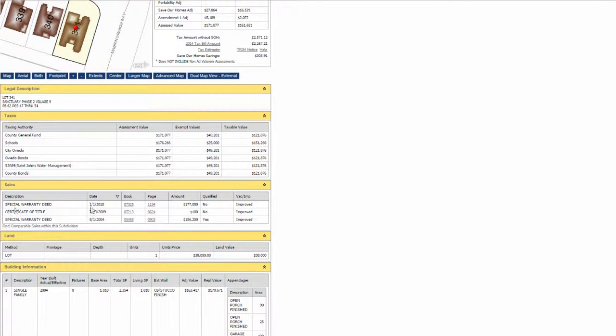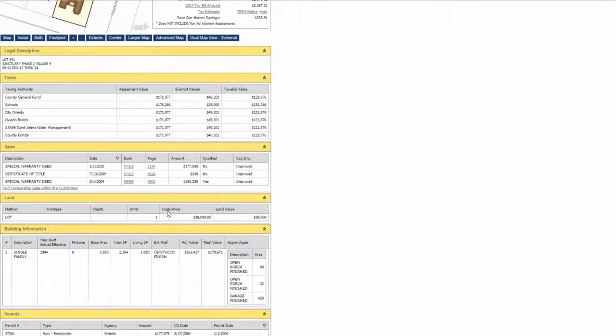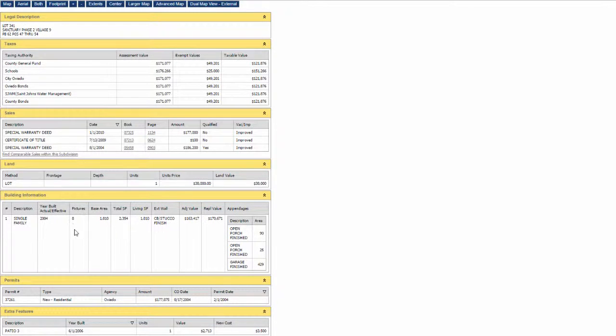Okay, we see this is a special warranty deed, so it was foreclosed on in 2009, and you'll see $100, and then it's got a special warranty deed for $177,000. Okay, so down here we can see that it's a single family, obviously, but what we're looking for is the total square feet, which is 1810. That's the living heated square feet.